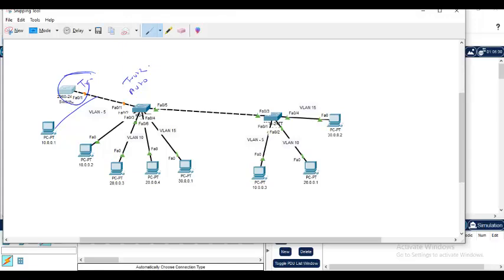The word is VLAN hopping. This guy, this computer. If this is also a bad guy's computer, he can now hop between all VLANs. We call it a VLAN hopping attack.